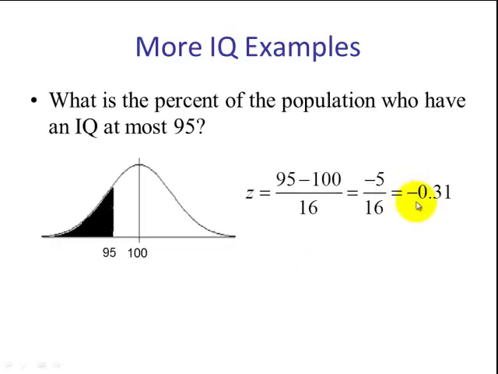Be sure to include the negative sign because 95 is less than the mean, so our z-score will be negative 0.31. Looking up in table 5, we see that the probability of z being less than negative 0.31 is 0.3783.